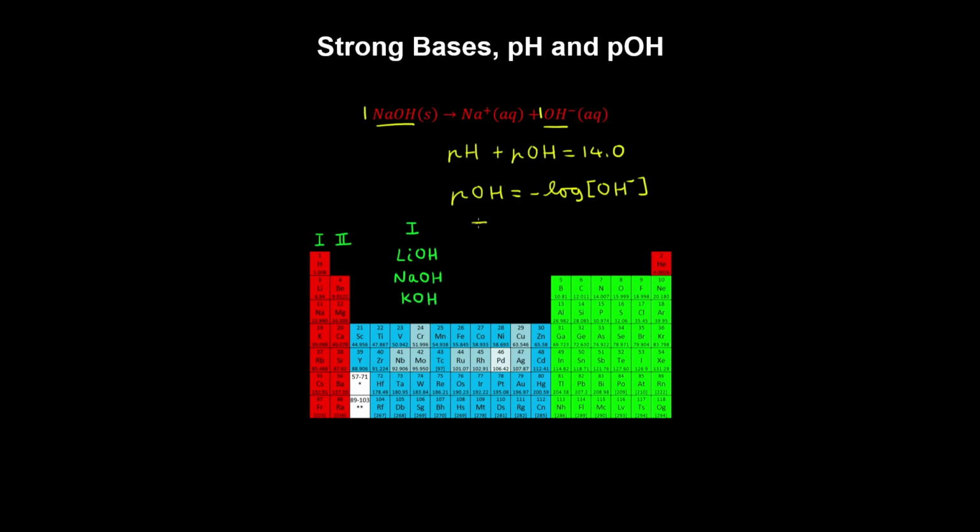And the strong bases to be familiar with from group 2 are calcium hydroxide, strontium hydroxide, and barium hydroxide. And you can use the group in the periodic table to determine the charges on the cations, where the hydroxide anion has a -1 charge.